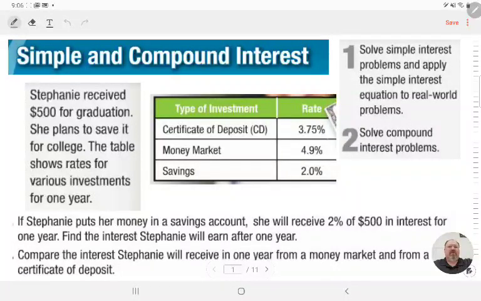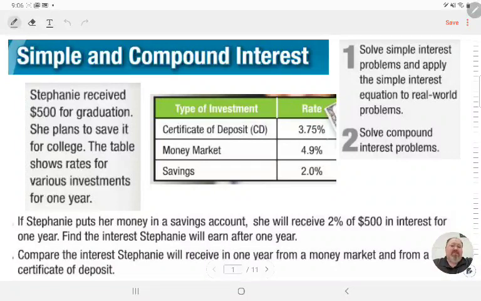All right, so today we're talking about simple and compound interest. So we're going to solve simple interest problems and apply the simple interest equation to real world problems and solve compound interest problems. So Stephanie received $500 for graduation. She plans to save it for college. The table shows the rates for various investments for 1 year.